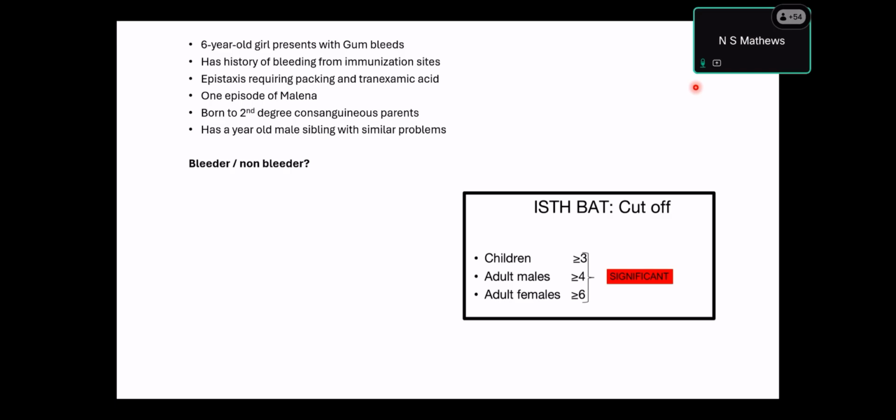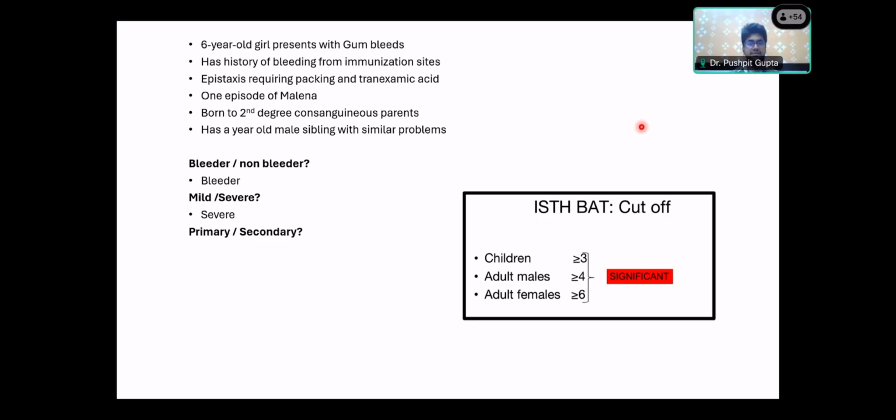Bleeder or non-bleeder? Bleeder. Absolutely, yes, bleeder, no doubt. Mild or severe? Severe. Yeah, I think we are all agreeing on that. It's a severe bleeder. Primary or secondary? So primary. Secondary, sir. Why? Looks like we don't have a consensus here.